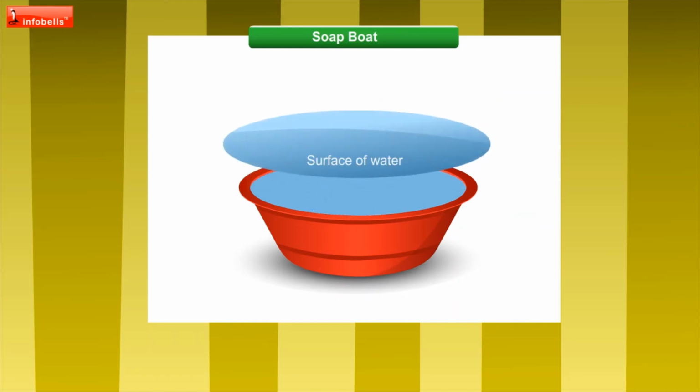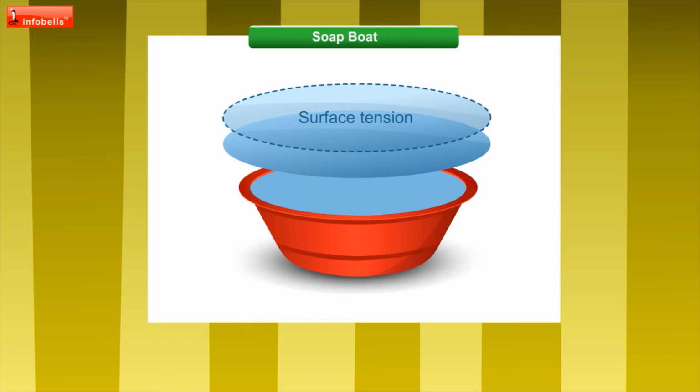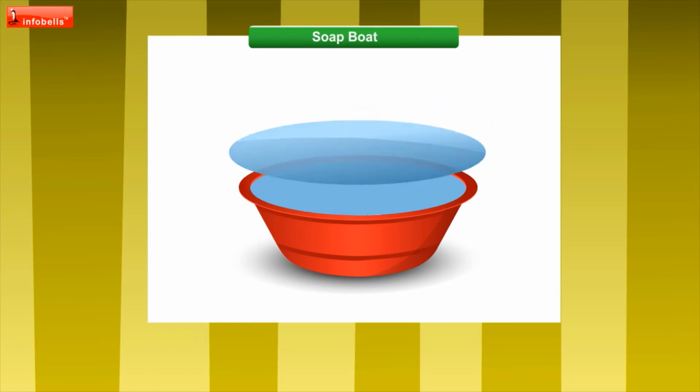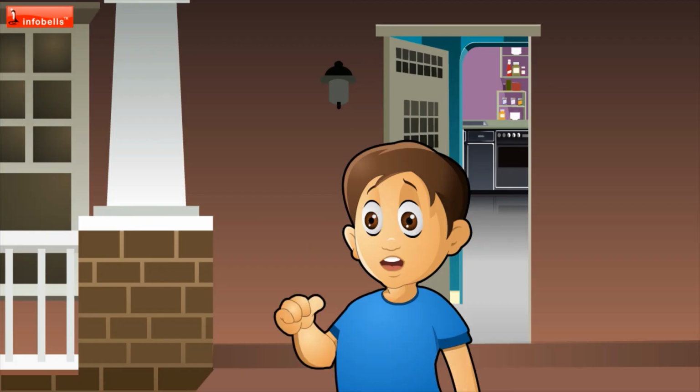The surface of water has a sort of skin which is strong enough for tiny insects to walk on. This skin is called surface tension. It is the surface tension that holds water together in drops. Now I know why the insect can walk on water. It is because of the surface tension.